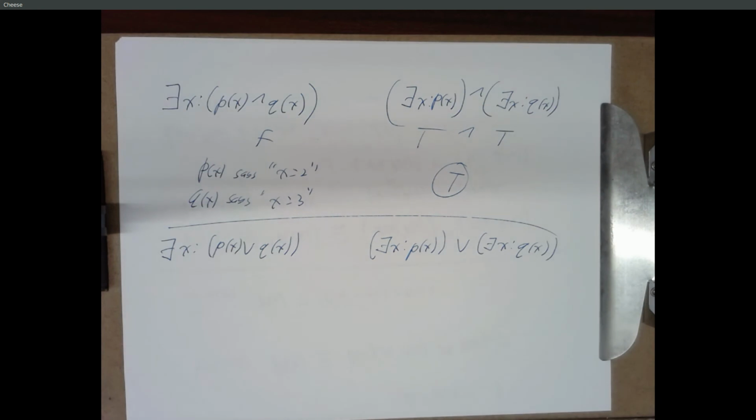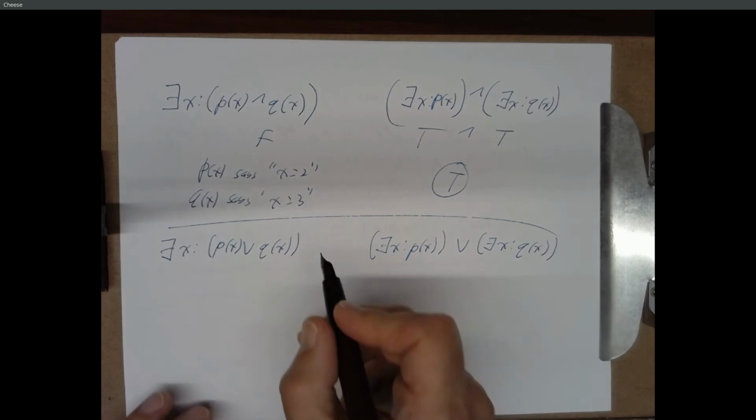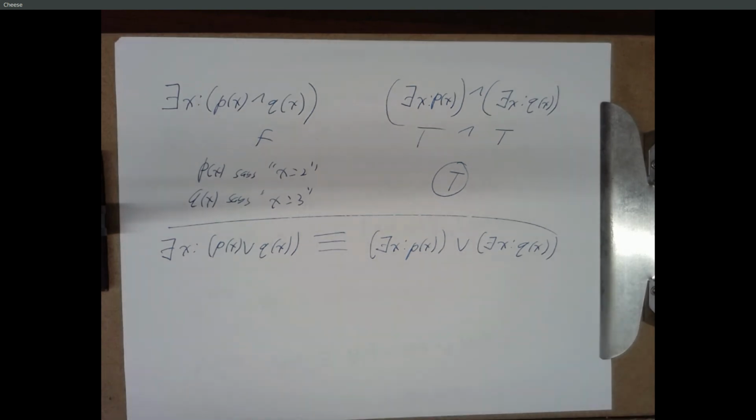All right, what about if we do the disjunction here? There exists an x such that P or Q is true. On the right side, there exists an x such that P is true, or there exists an x such that Q is true. All right, so those seem to be the same thing.